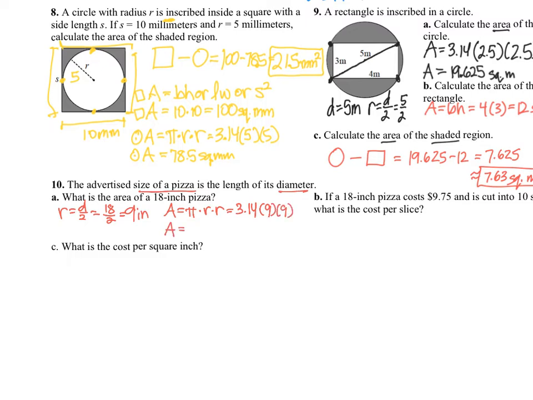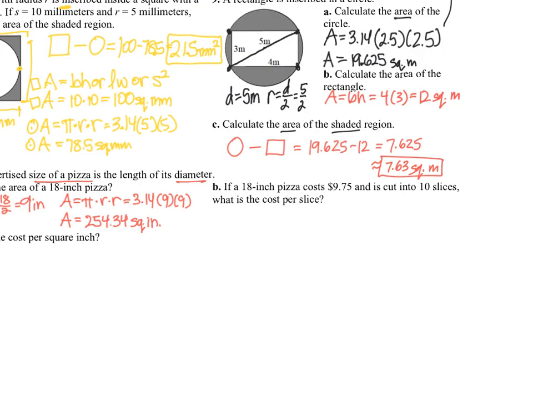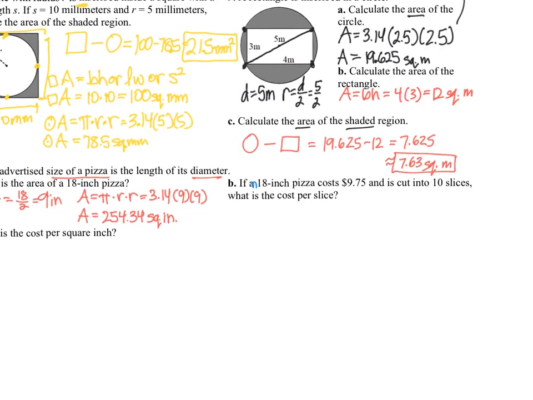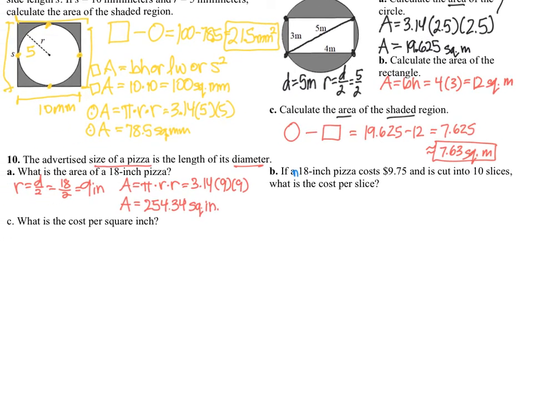So this area is 3.14 times 9 times 9, and that's 254.34. And that would be square inches. If an 18-inch pizza costs $9.75 and is cut into 10 slices, what is the cost per slice?